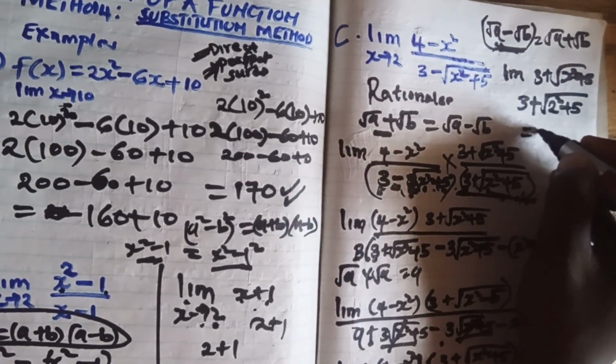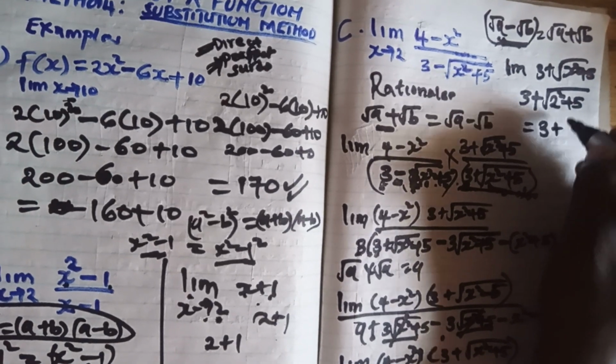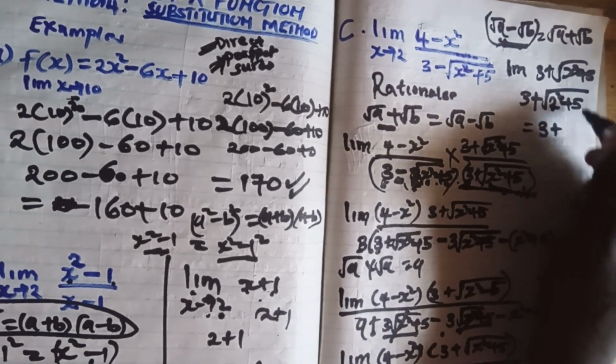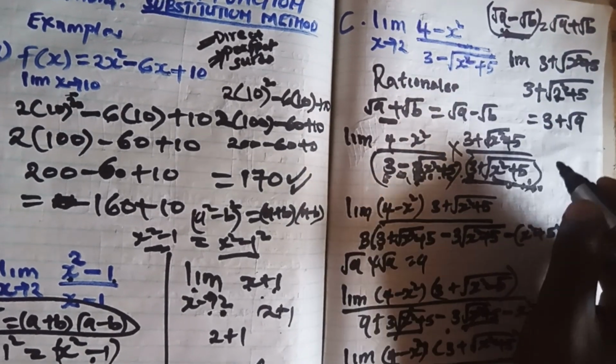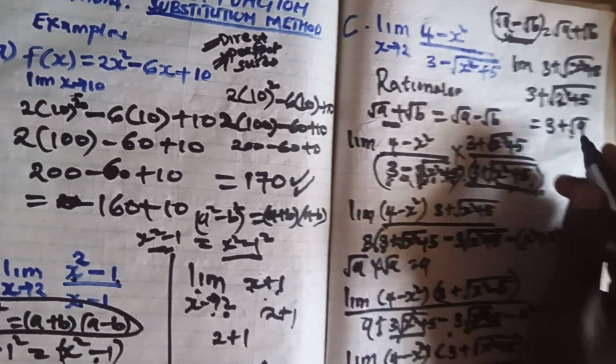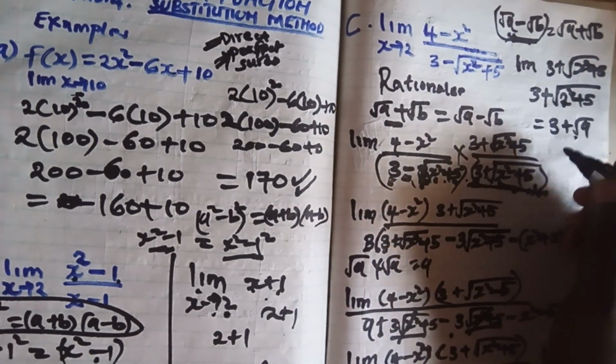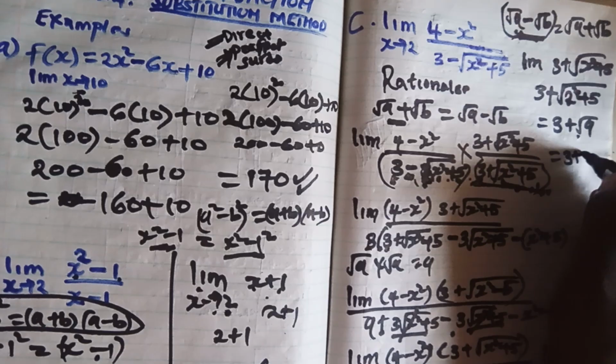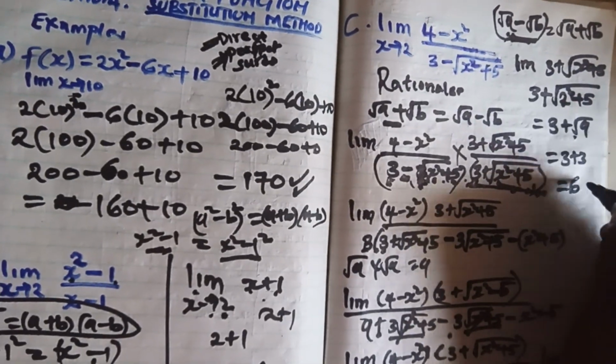So the answer is coming to be 3 plus, this is 4 plus 5, which is the root of 9. When we get the square root of 9, it will be 3. So our answer will be 3 plus 3, which will give us 6.